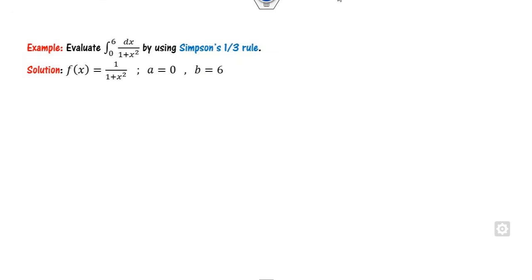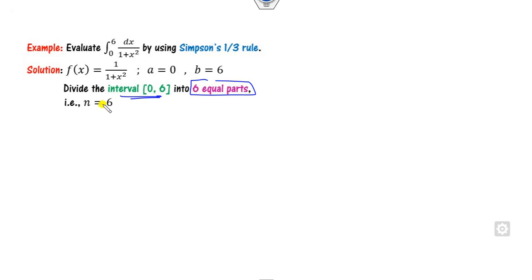So for the sake of simplicity, I divide this interval into 6 equal parts, that is n is my 6. Because it's an even number. So remember, we can't choose n is 5. 5 is not an even number. So what is the value of h? This is 1. Then the rest of the part is similar.